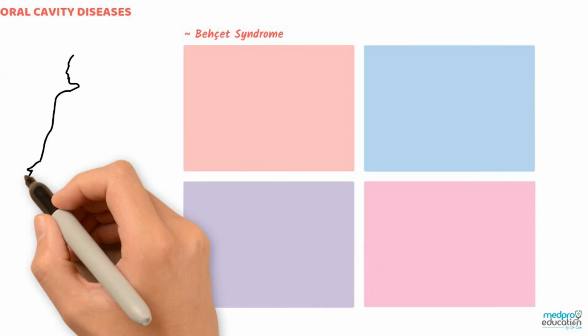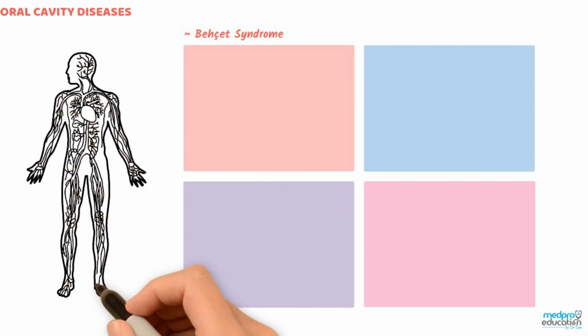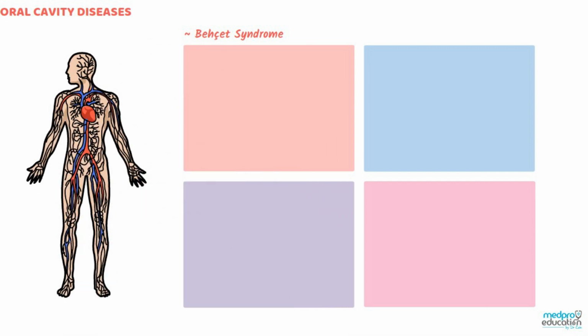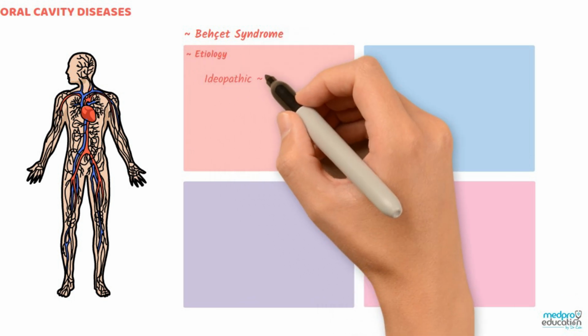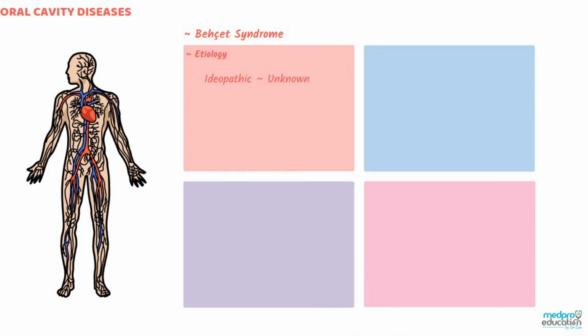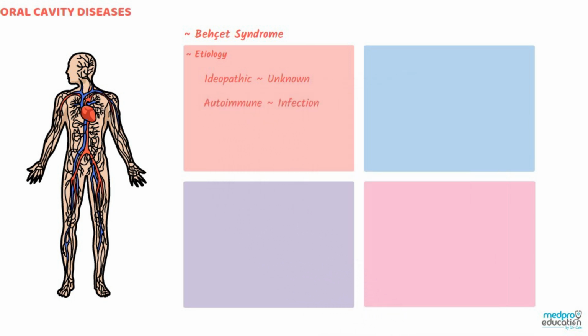Behçet syndrome is a systemic vasculitis affecting the entire body. Let's apply our framework. Etiology. The cause is unknown, idiopathic, but it's believed to be an autoimmune reaction potentially triggered by an infection in genetically susceptible individuals. Pathogenesis. The key mechanism is immune complex deposition, leading to a vasculitis, inflammation of small blood vessels throughout the body.